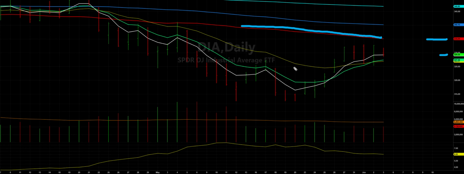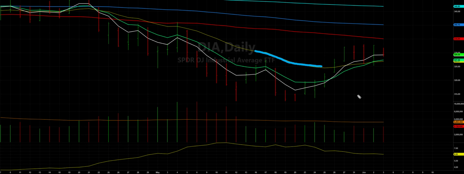Now, the good thing is that we found support Wednesday and Thursday. If you notice these two days, we found support right at the 21-day moving average. This yellow line is the 21-day moving average. We found support there, and we're finding support at this uptrending green line, which is the 9-day moving average. So right now we're trapped between the downward trending 50-day moving average and the upward trending 9 and 21-day moving average on the DIA. That's what we need to look out for going into next week.